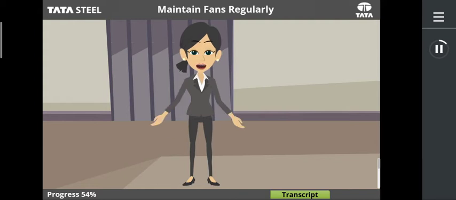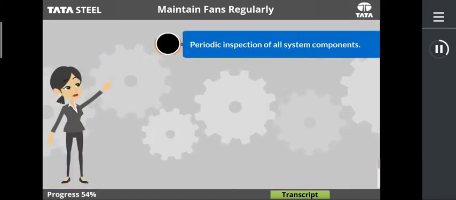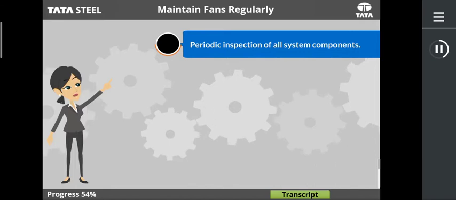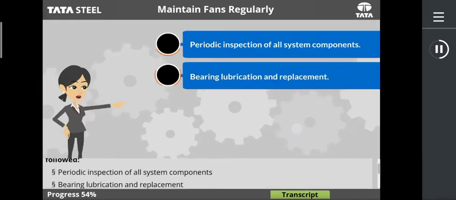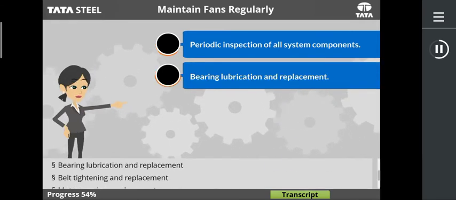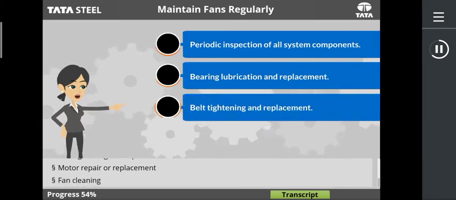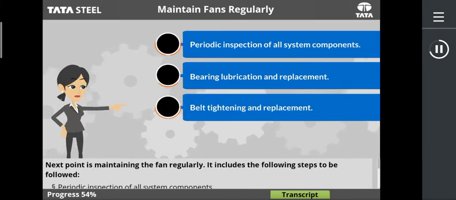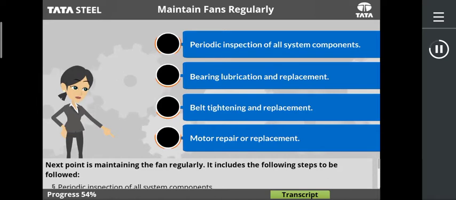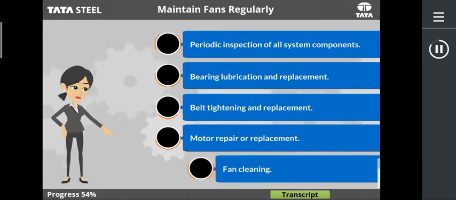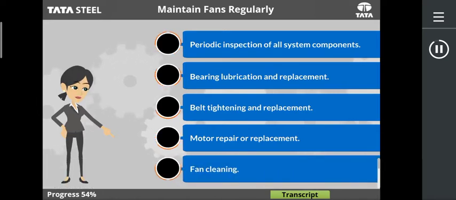Next point is maintaining the fan regularly. It includes the following steps to be followed. Periodic inspection of all system components. Bearing lubrication and replacement. Belt tightening and replacement. Motor repair or replacement. Fan cleaning.